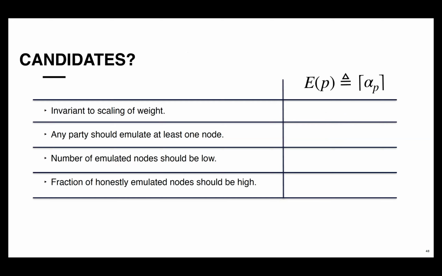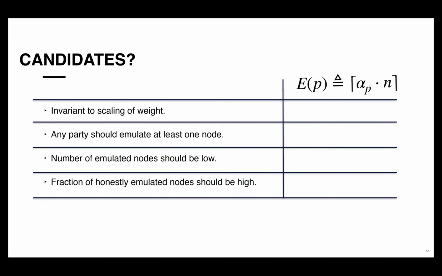So what could we do? Well, we could take the ceiling. It's still invariant to scaling of weight, and any party now emulates at least one node. Furthermore, the number of emulated nodes is reasonably low. In fact, this is just n. However, it fails to comply with the last requirement. The fraction of honestly emulated nodes is not high. In fact, this is similar to just letting each party emulate one node. So it doesn't work either, right? Then we're back to the non-weighted setting.